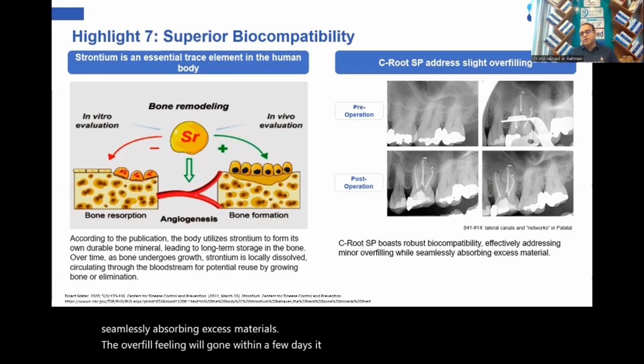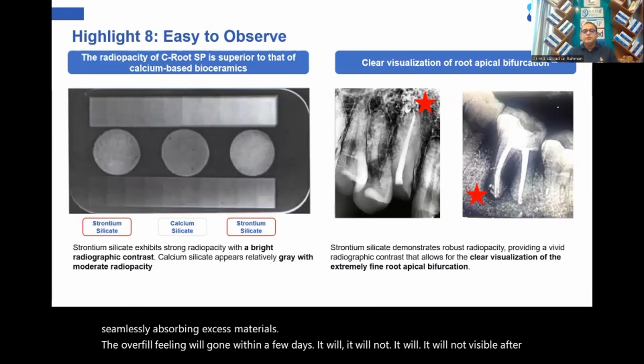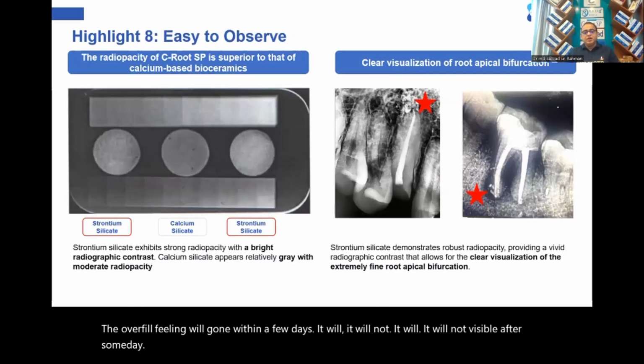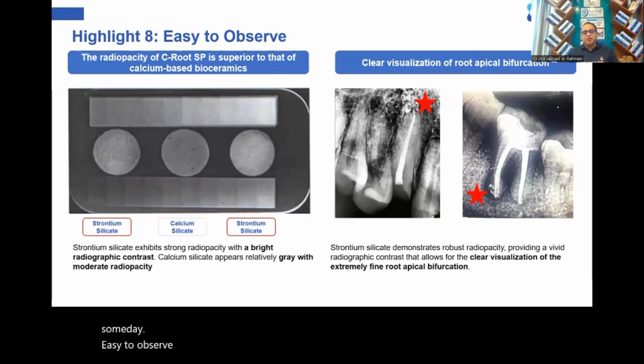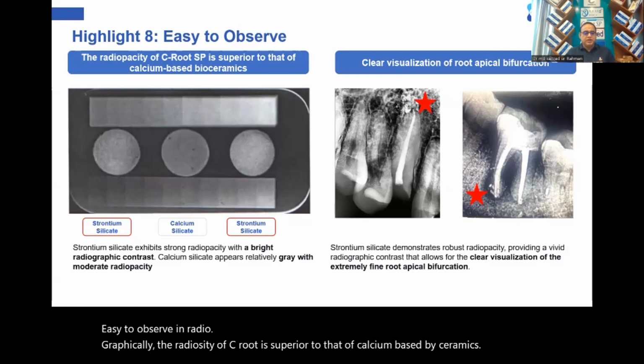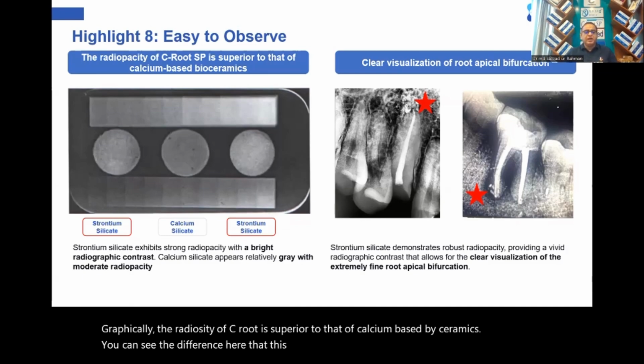It will not be visible after some days. Easy to observe radiographically. The radiopacity of C-Root SP is superior to that of calcium-based bioceramics. You can see the difference here. This is calcium silicate, and this one is strontium silicate.